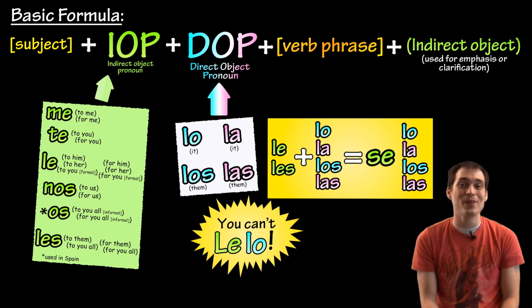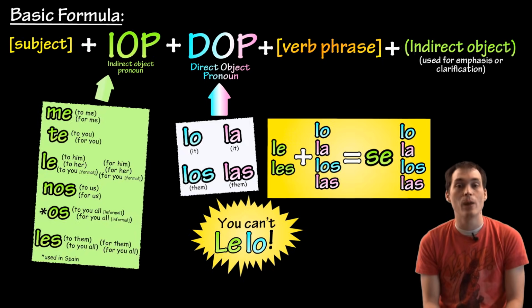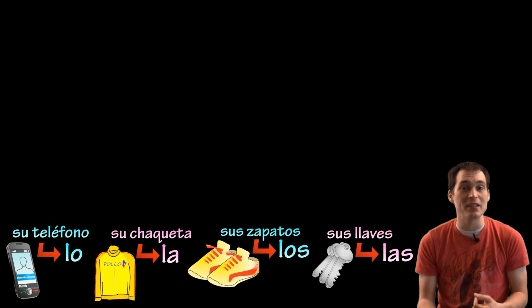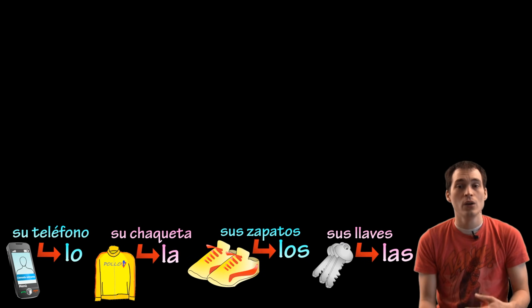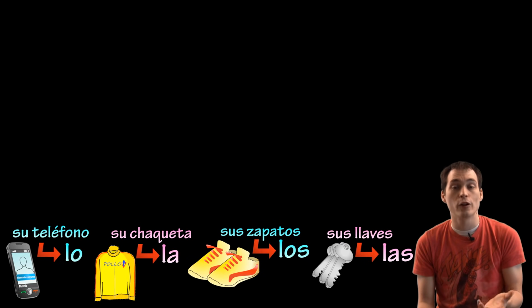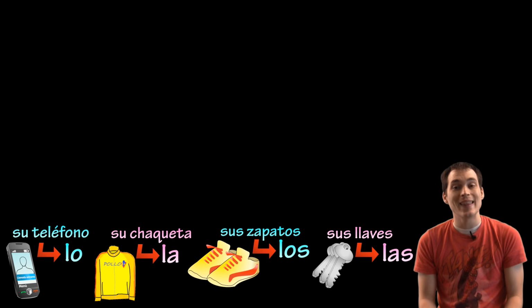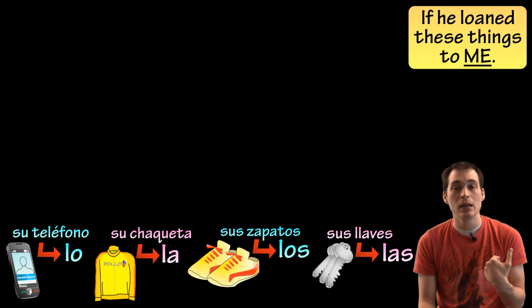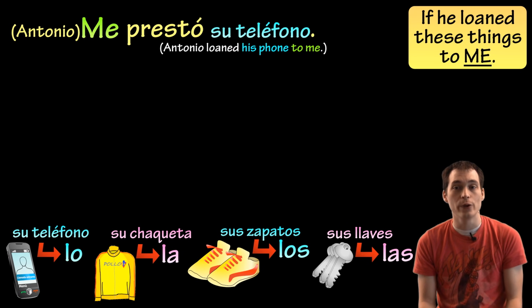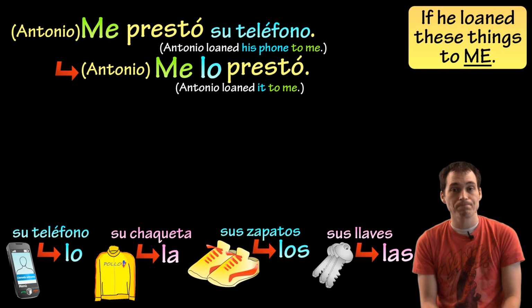Confused? Well, let me show you one more example to see if it can help. So if Antonio were a generous guy and he loaned out his phone, his jacket, his shoes, and his keys to a bunch of people, we would use the form of the verb prestó, he loaned, and then we would use the indirect objects to tell who he loaned them to. So if he were to loan these things to me, me prestó su teléfono, he loaned his phone to me. But if I wanted to make it shorter and say he loaned his phone to me, me lo prestó.